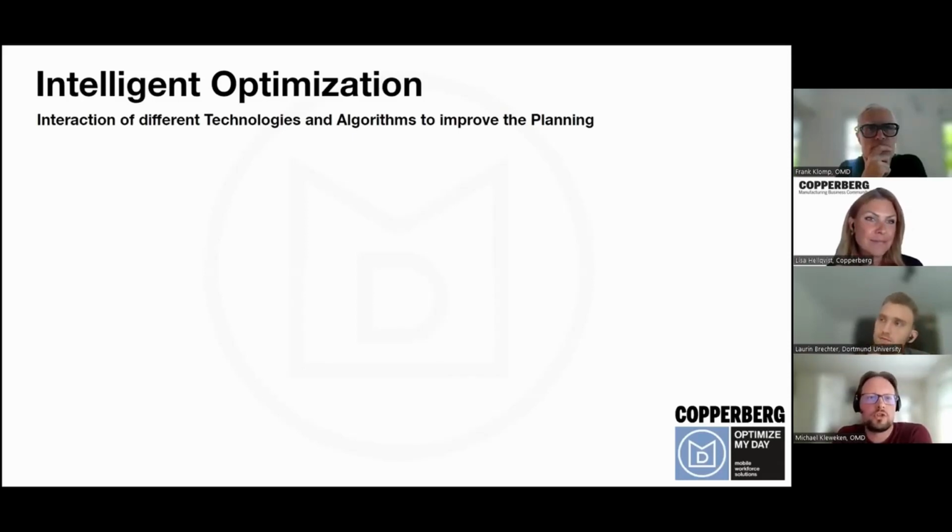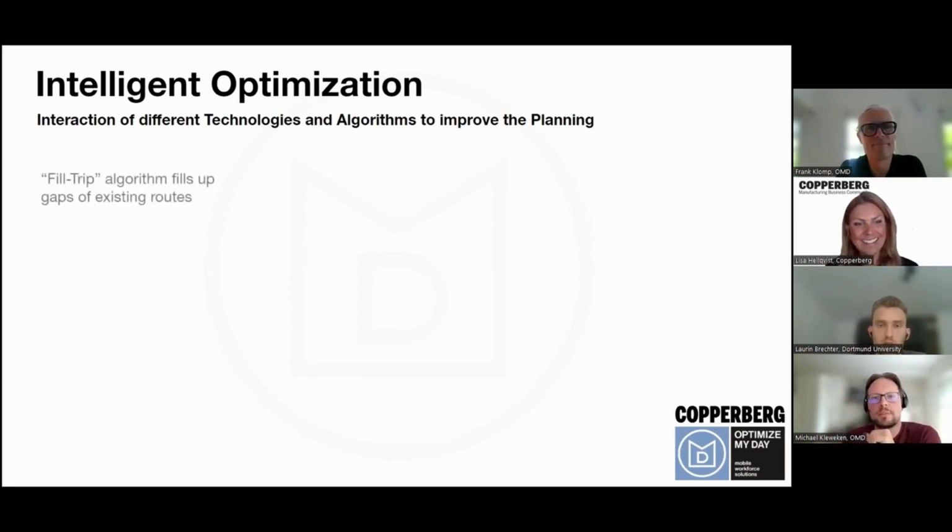Intelligent optimization for us means an interaction or combination of different algorithms or technologies that could be used to improve the scheduling. We have a really big set of different algorithms, and I don't want to go into detail on each one because it would take us hours or days. So let's take a look at some specific ones.